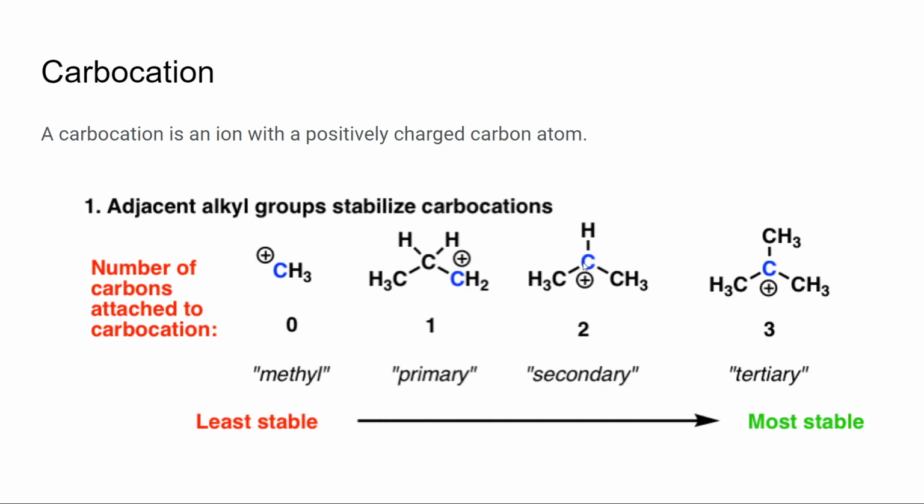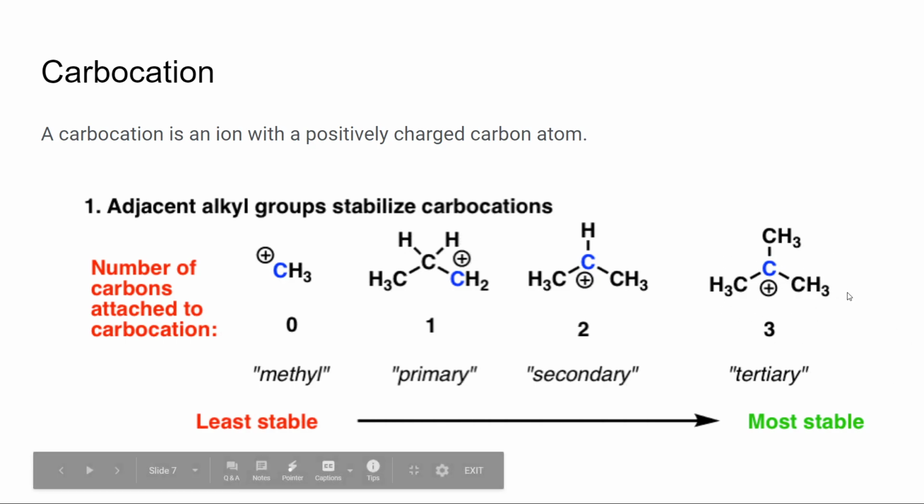So this one, notice that it has two C's attached to it, which means that it can spread that positive charge that it has around the atom itself and all the other carbon atoms, and it makes it a little bit less reactive and more stable. The last one is the tertiary, because it has three alkyl groups around it. That makes it the most stable out of all of them.